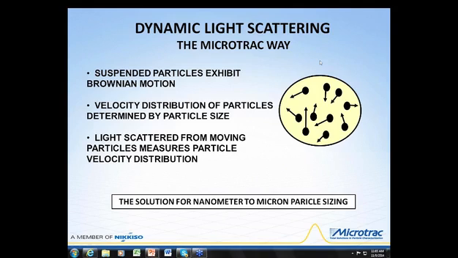And dynamic light scattering gets its name because if you irradiate a suspension with a laser beam, that light will scatter from the particles, and the fact that they're moving will impart information onto the light beam and the collected scattered light.